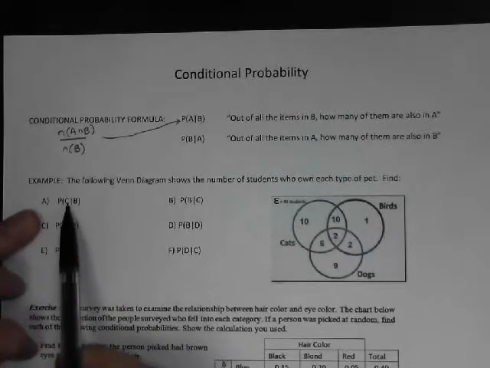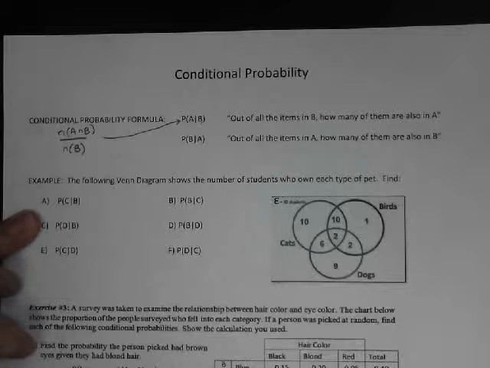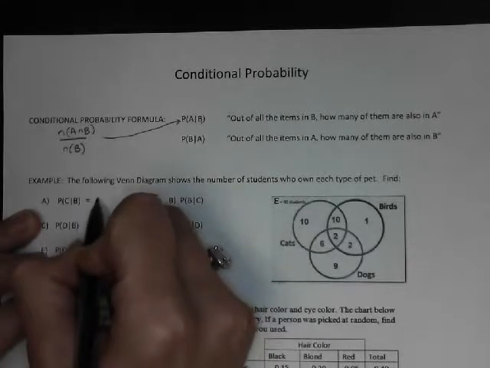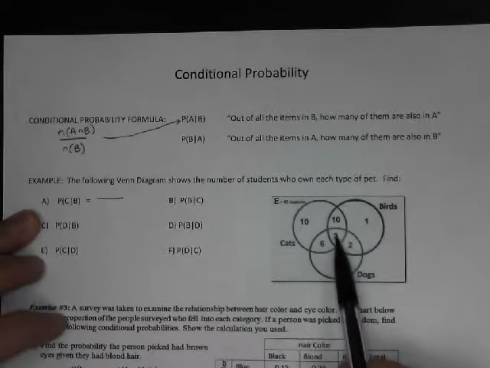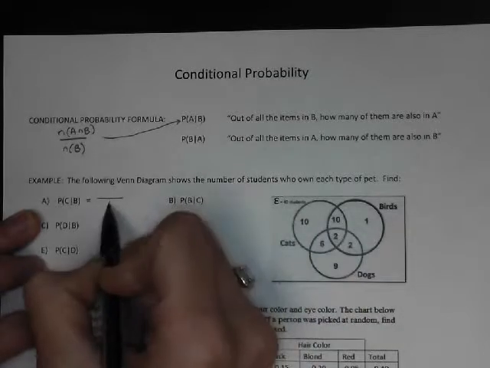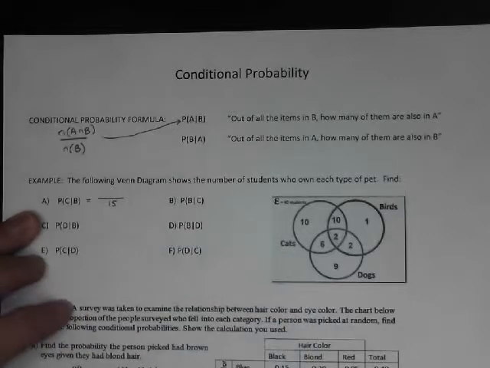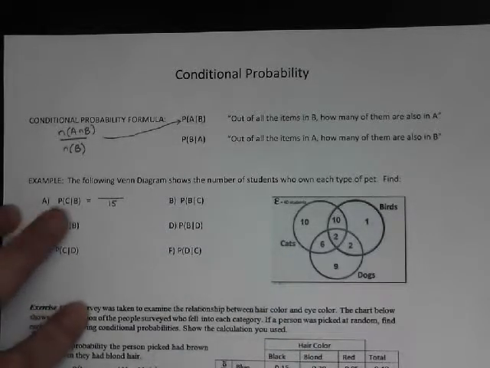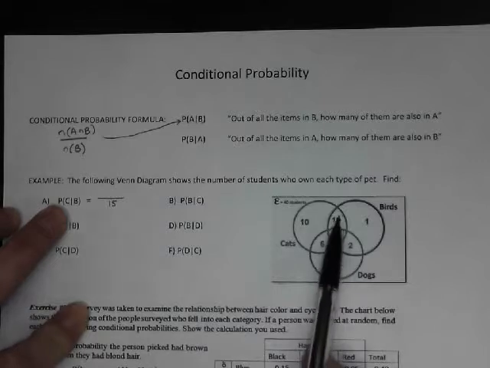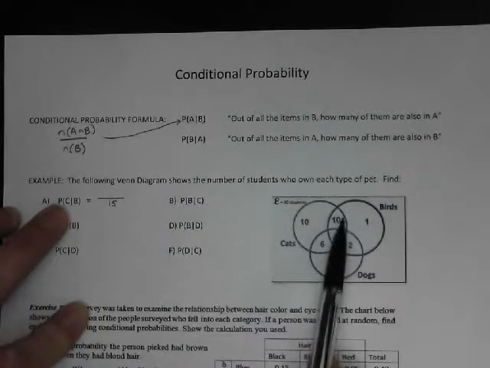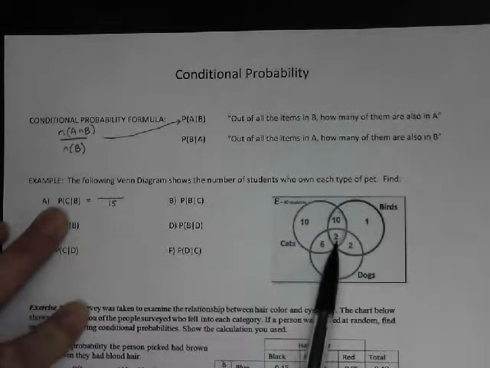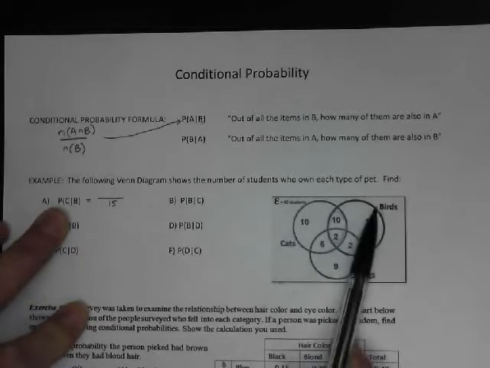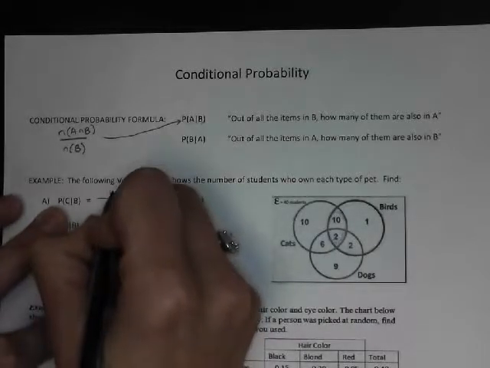So the probability of owning a cat given that you own a bird. So out of all of the people who own a bird, look at your bird circle. That's 10, 11, 12, 13, 14, 15. There's 15 bird owners. Out of them, how many are also owning a cat? So how many are also in your cat circle? That's these 2 sections. So look up at the board if you're not. These 2 sections are people who are also owning cats and own a bird. So that's 12 out of 15.